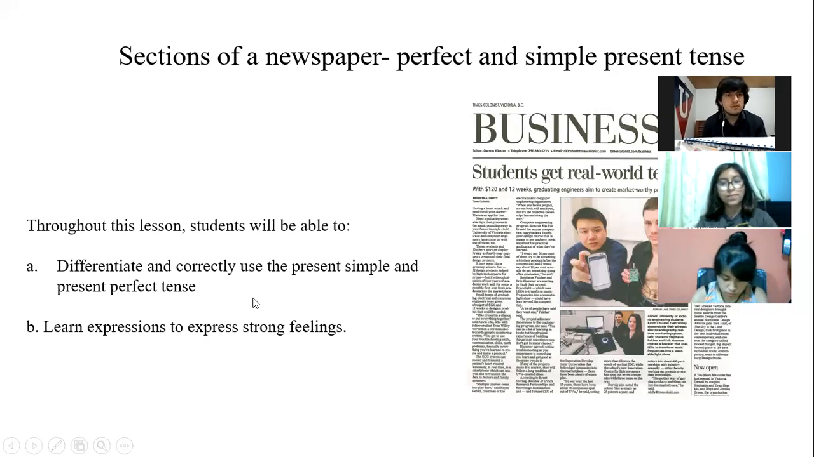What are the objectives for this class? To identify and correctly use the present simple and present perfect tense, and to learn expressions to express strong feelings, right? That we will learn for this class.